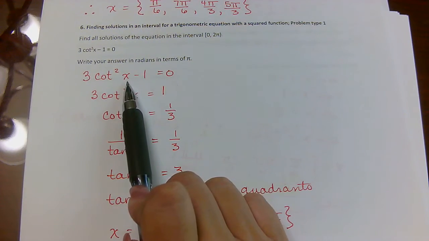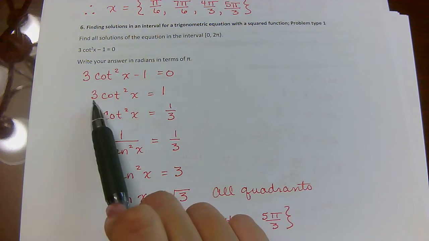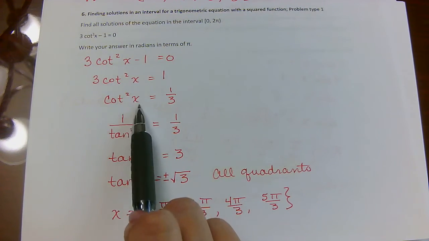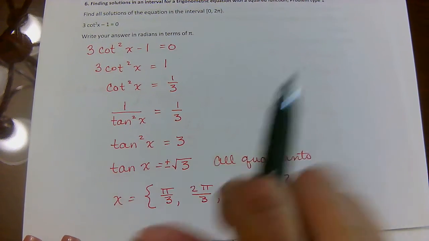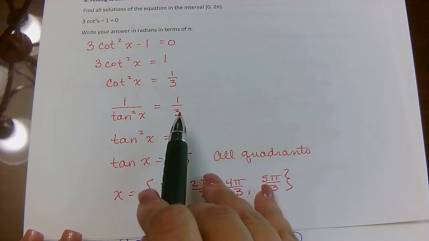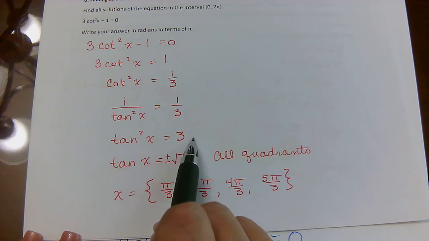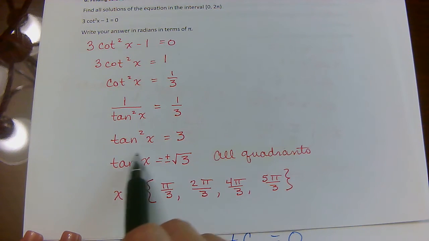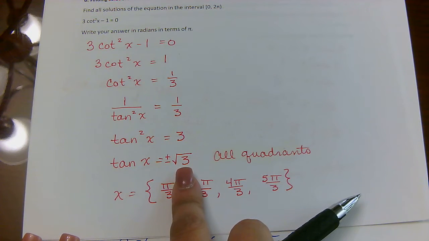Okay, I'm going to go ahead and isolate x by adding 1 to both sides, then dividing by 3. So I have cotangent squared x, which is the same thing as 1 over tangent squared x, and all I'm doing here is I'm actually flipping it. Okay, so I have tangent squared x is equal to 3. If I take the square root of both sides, then this becomes tangent x, and then this becomes plus or minus square root of 3.